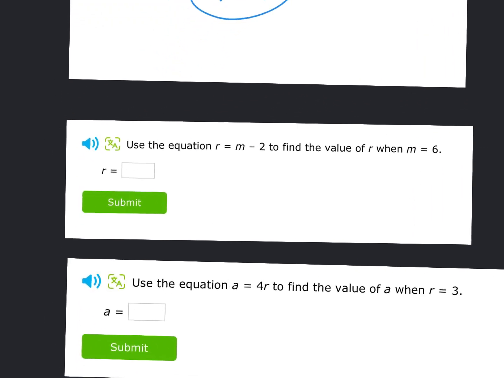Or if we have same thing, R is equal to M minus 2, find the value of R when M is equal to 6, we plug it in. So R is equal to 6 minus 2. R is equal to 4. So when we see two variables, just be extra disciplined to plug in the right value for the correct variable.